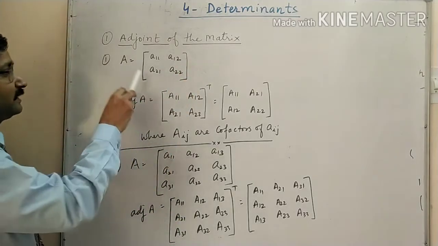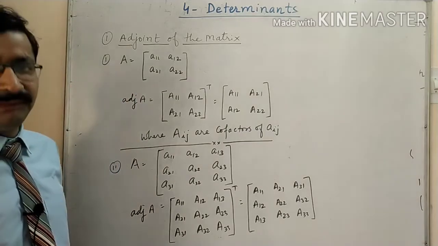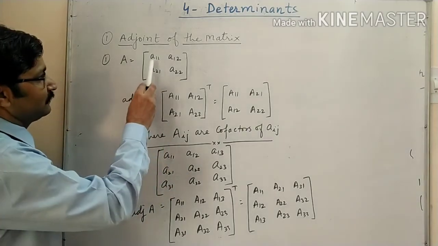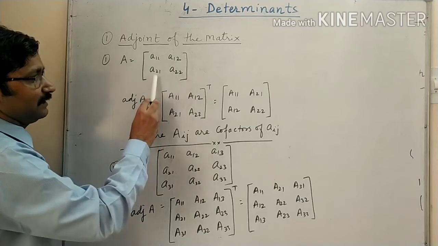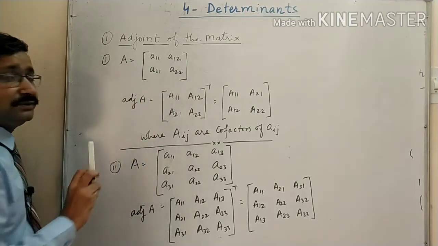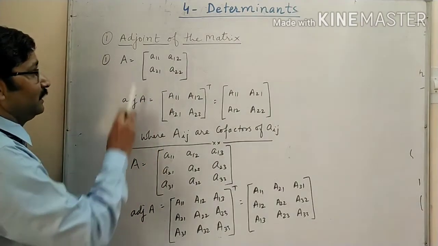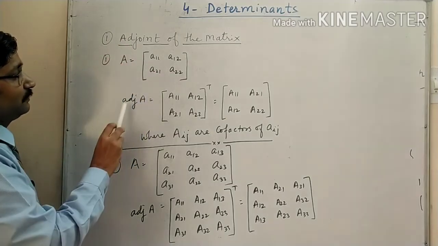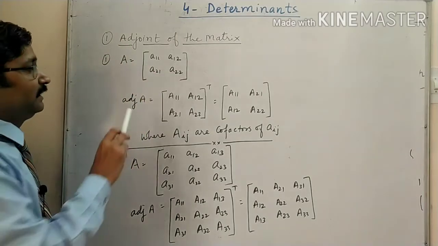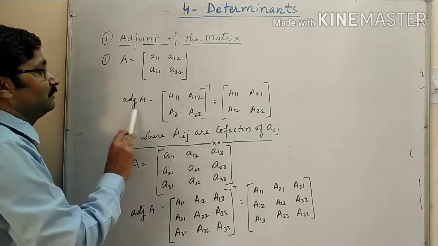Look here, a matrix is given to you. This is a 2 into 2 matrix. First row is a11 a12, second row is a21 a22. Now you have to find the adjoint of A. You can write the short form ADJ only. ADJ of A means adjoint of A.